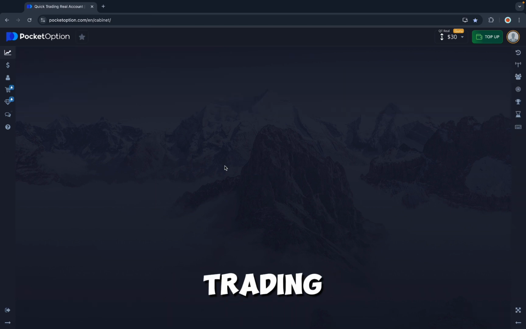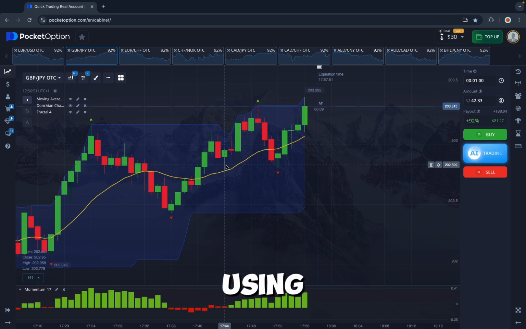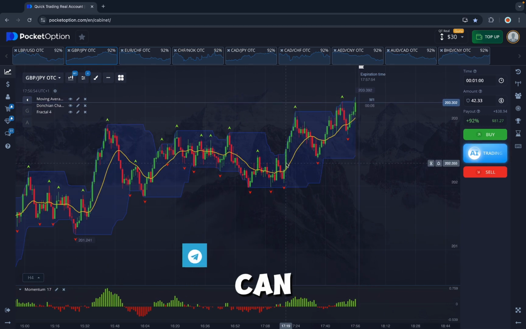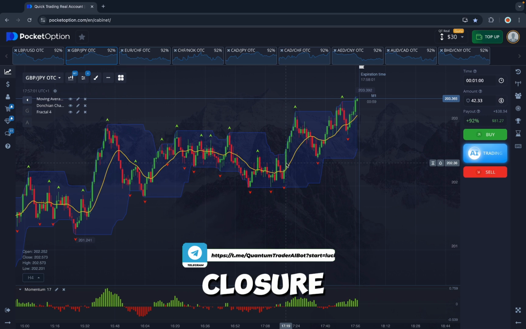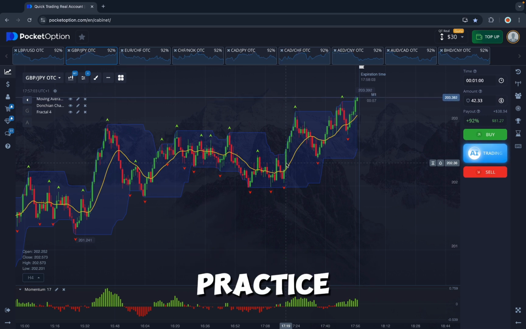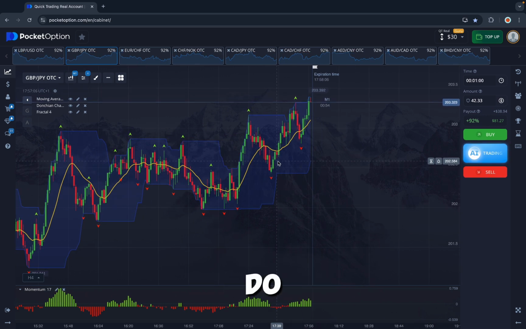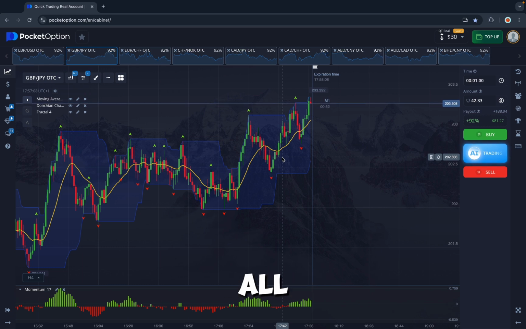This is the kind of trading that has turned out for today using this set of indicators. As you can see, with proper market analysis and understanding of the indicators, we always have a fairly confident position closure in general. A little practice, and I think everyone will be able to do exactly the same. Thank you all for watching.